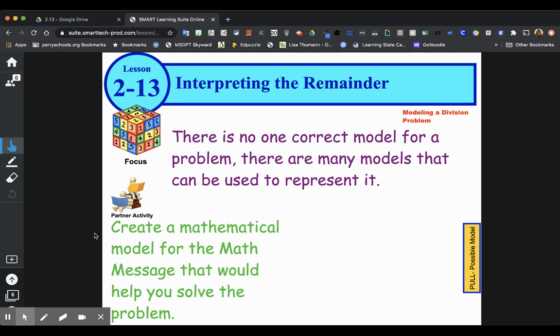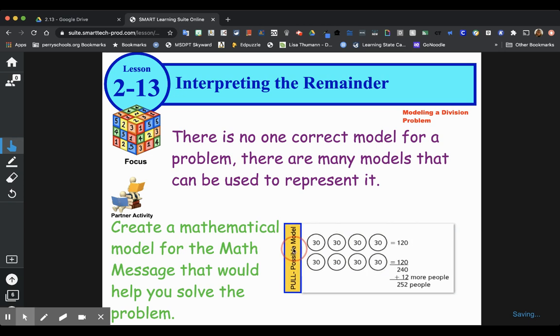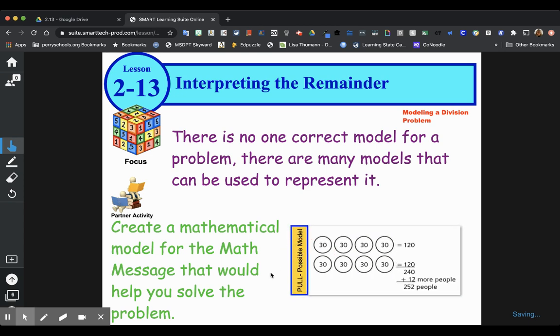So when you have a question like this, you want to create a model. And there is no one correct model for a problem. There are so many different ways and different models that can represent it. So on a slate or on a piece of paper, I want you to create a mathematical model for that math message and how you would solve it. What do you think you would do? So here is an example.